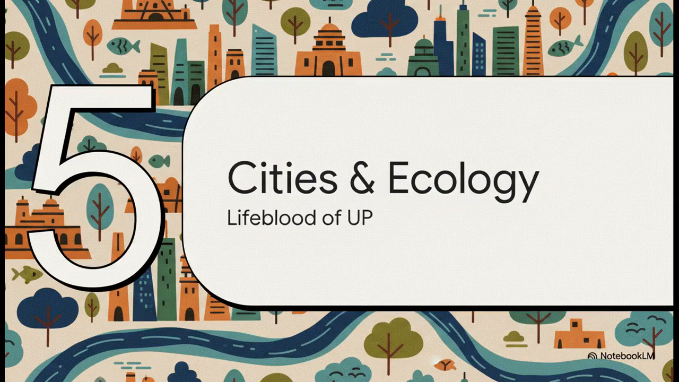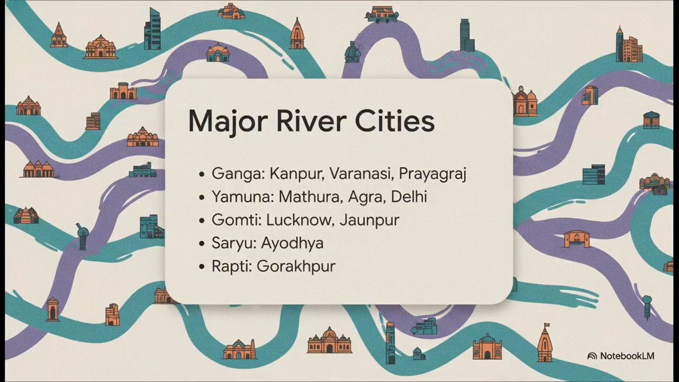And finally, Section 5, Cities, Ecology, and Conservation. This right here is basically your high-yield checklist, mapping the state's major urban centers directly to the rivers that sustain them. On the Ganga, Kanpur stands out as the absolute largest city on its banks, sitting alongside ancient cultural hubs like Varanasi and Prayagraj. The Yamuna hosts Mathura, Agra, and of course Delhi. The Gomti sustains the state capital of Lucknow. Ayodhya sits famously on the banks of the Saryu, and Gorakhpur relies entirely on the Rapti.